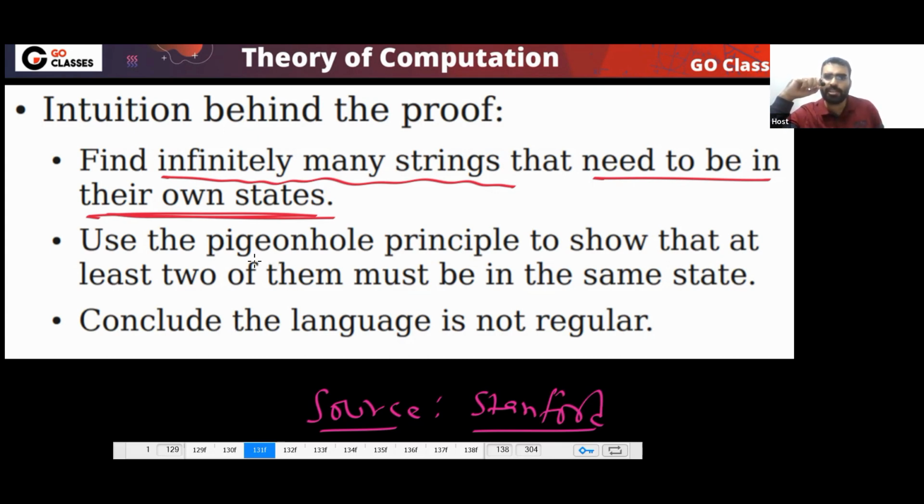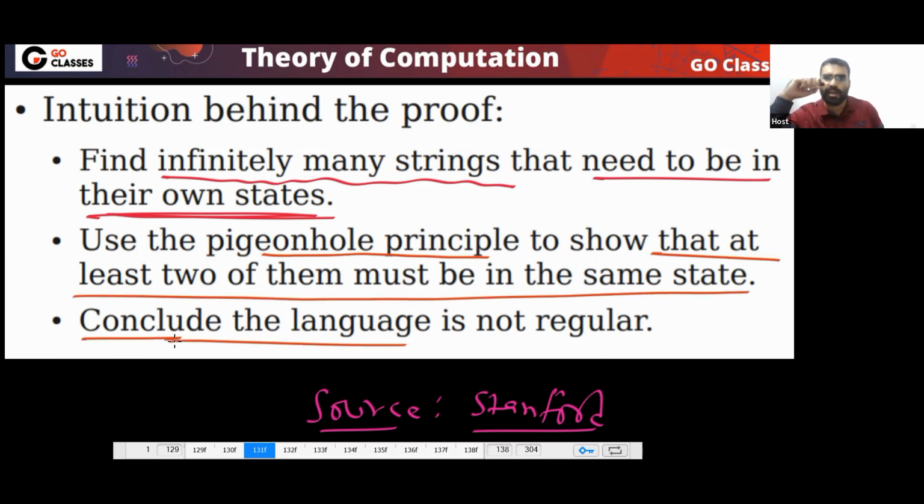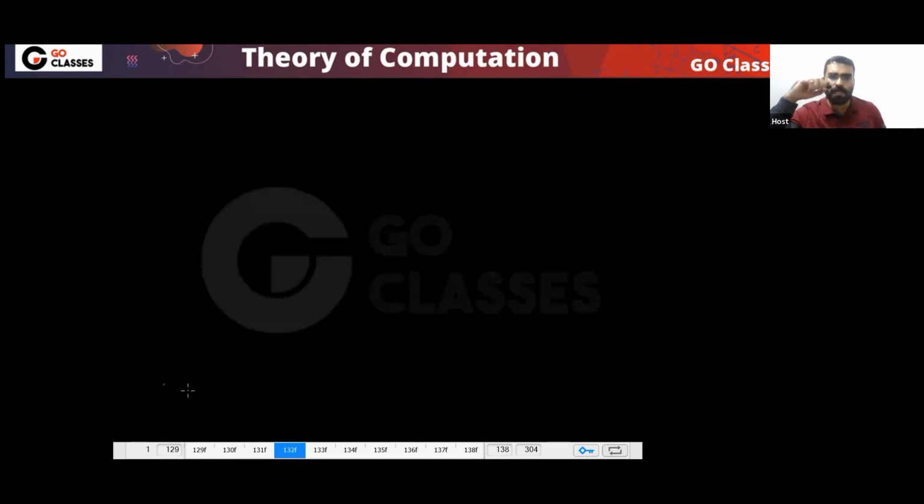Then it is very simple. Using the pigeonhole principle, I can say that at least two of them should go to the same state. So this will be the contradiction, and hence I can say the language is not regular. Tell me, clear or not? This template is very easy. Basically, find some infinite set of strings.